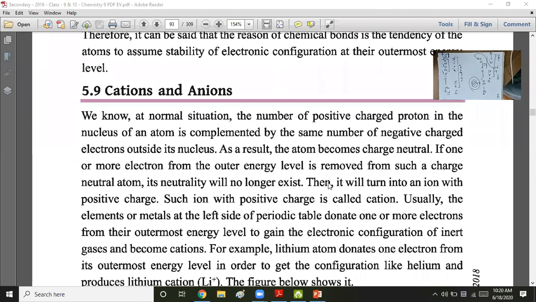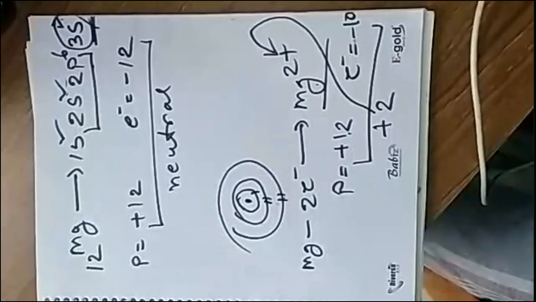Usually, the elements or metals at the left side of the periodic table donate one or more electrons from their outermost energy level to gain the electronic configuration of inert gases and become cations. So, you know, in the periodic table, on the left side there are some metals and on the right side some non-metals, and in every case metal donates electrons and non-metal accepts electrons. That is the property of metal and non-metal.